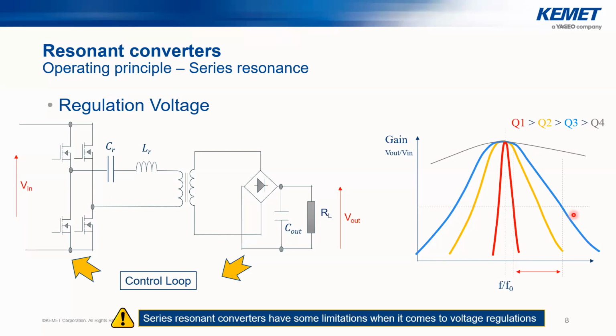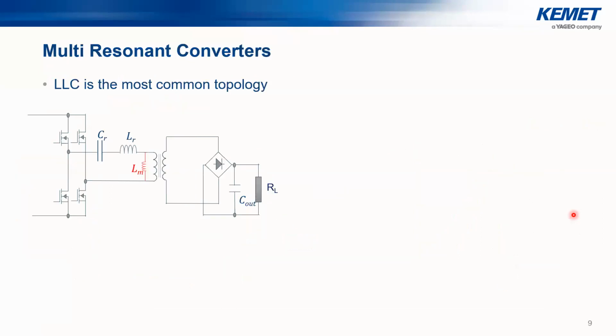To overcome this issue, multi-resonant converters have been introduced. But what does multi-resonant converter really mean? Here we are showing the example of the LLC converter. These kinds of converters have several resonant frequencies, which is why they are called multi-resonant converters. This can be achieved by adding an additional passive component, which can be an inductance or a capacitor.